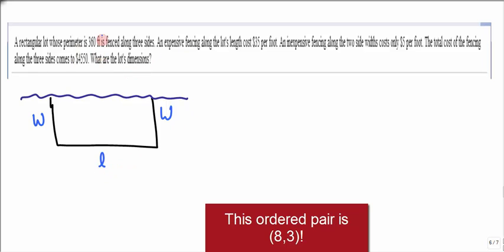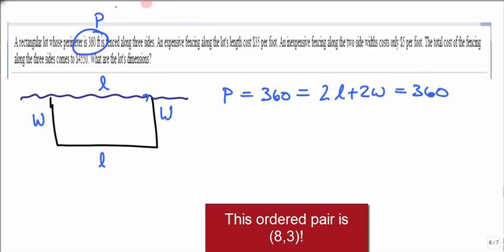So we have a couple of things. First of all, perimeter is P, so we can go ahead and start with P equals 360. If I were to march around this perimeter, and I guess if we use this as a creek, we'd have to march through the creek, it'd be W plus L plus W plus L. So that's 2 times the length plus 2 times the width is equal to 360.